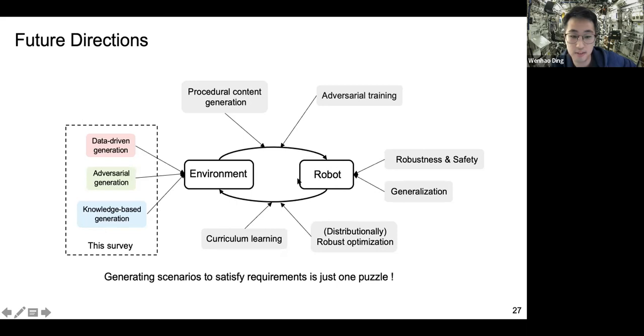So generating scenarios is actually one puzzle piece of the entire framework. We definitely have a lot of other directions to be explored using such generation methods. The most important is how to use them and how to deal with the interaction between the environment and the robot. That's the final conclusion of all these existing algorithms.